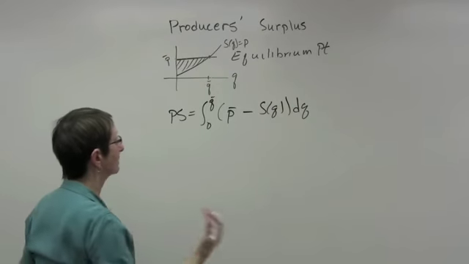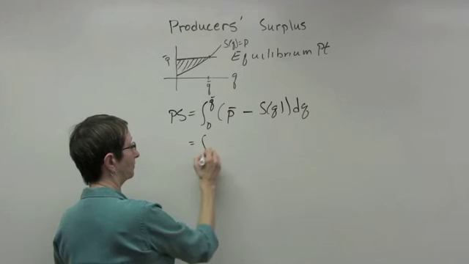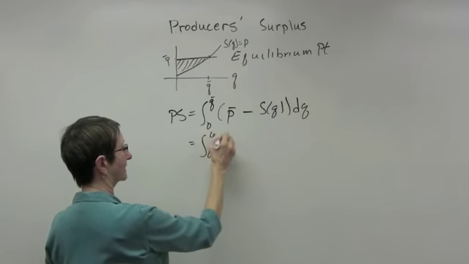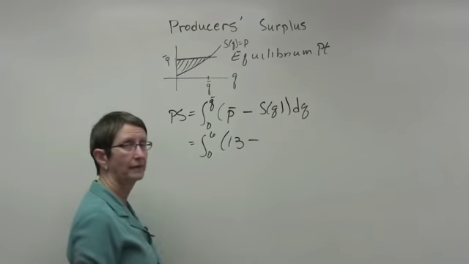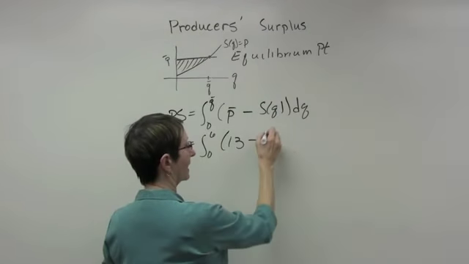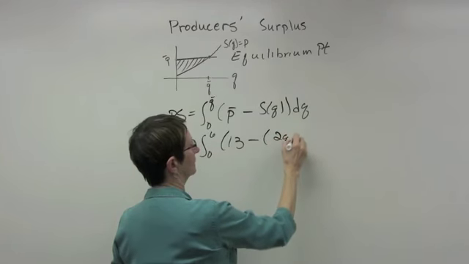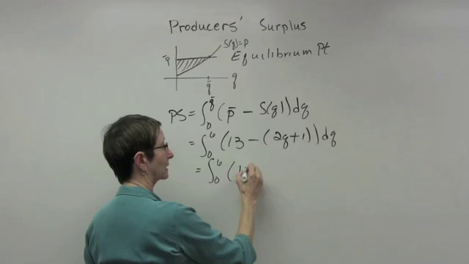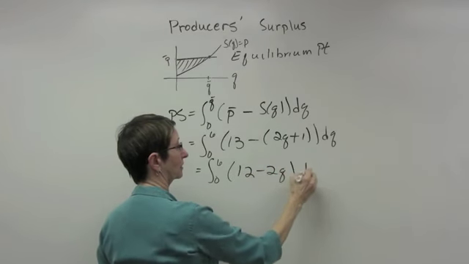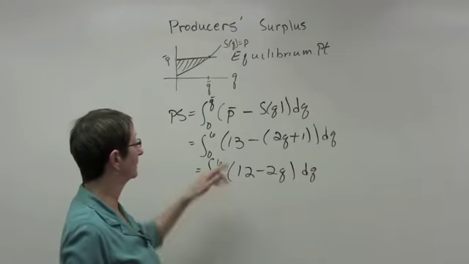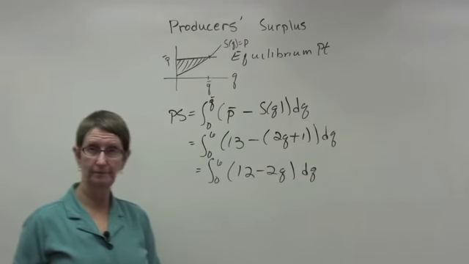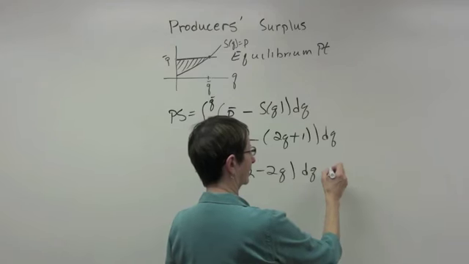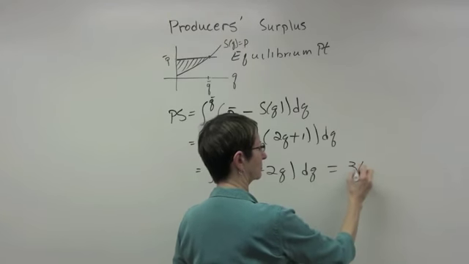Now, suppose we have a supply equation. Let's say we have an equilibrium point where the quantity is 6 and our price is 13. The supply equation that goes with that is 2q plus 1. When you subtract, you get 12 minus 2q, or whatever yours turns out to be, because you have to subtract both pieces. And you simplify that, and this should turn out to equal, I think, $36, something like that.